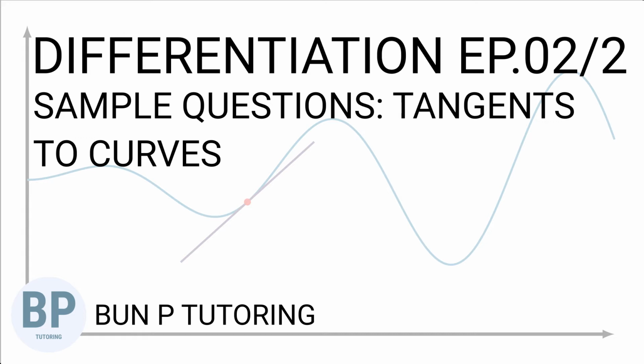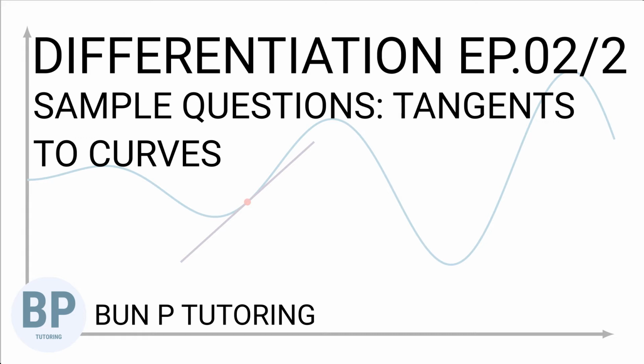Hi, in this video, we will be going through three questions adapted from past papers regarding finding the gradient of a tangent to the curve, finding the points on a curve such that the gradient of the tangent is a specific value, and the equation of the tangent to the curve at a specific point.